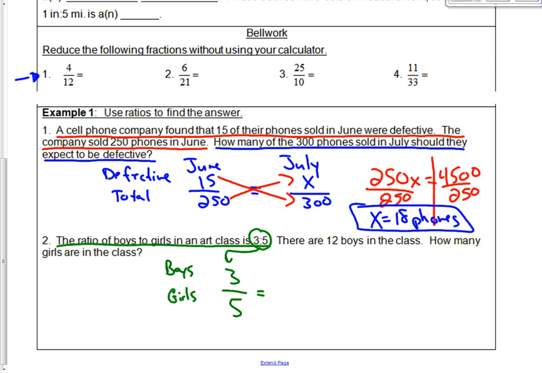So this is one scenario, the ratio that they give you, the 3 to 5. And then the other situation they give you is they throw the actual numbers in here. So remember, boys went on top. So 12 boys needs to go on top from this. And we want to know how many girls there are. So there's your setup. Again, you could cross multiply to solve it.